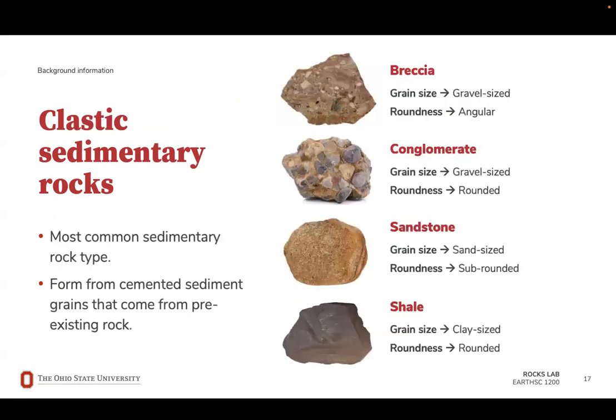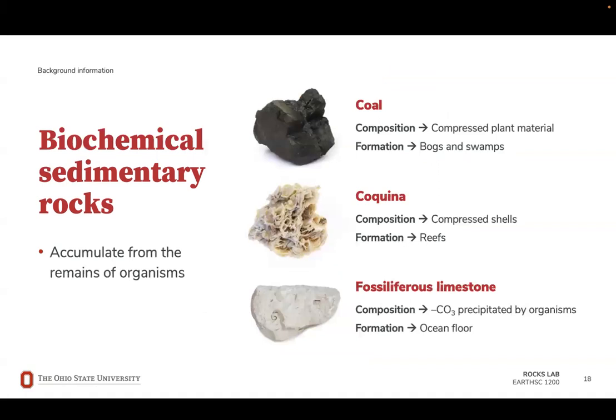Clastic sedimentary rocks are the most common type of the three types of sedimentary rocks. These are composed of weathered material that has been transported, deposited, compacted, and cemented. Common types of clastic sedimentary rocks include breccia, which has gravel-sized grains that are angular and poorly sorted, conglomerates, which have gravel-sized grains that are rounded and poorly sorted, sandstone, which has sand-sized grains that are generally round and well sorted, and shale, which has clay-sized grains that are generally round and well sorted.